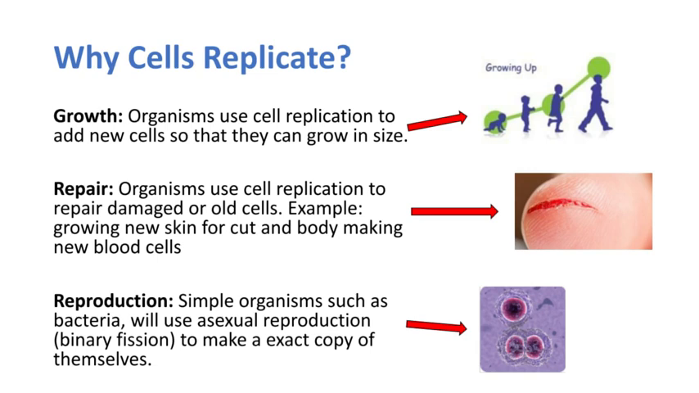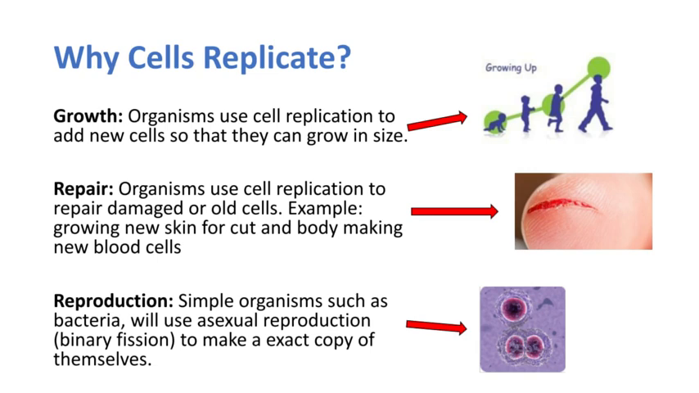Second is repair. Organisms use cell replication to repair damaged or old cells. An example is growing new skin for a cut, or if you got a bruise or a paper cut, your body's going to fix that by making new cells to replace the damaged ones. The other one is you're going to replace old cells. For example, your blood is replaced every week or two. Other cells might only last a day or two, depending on what type of body cell it is in your body.